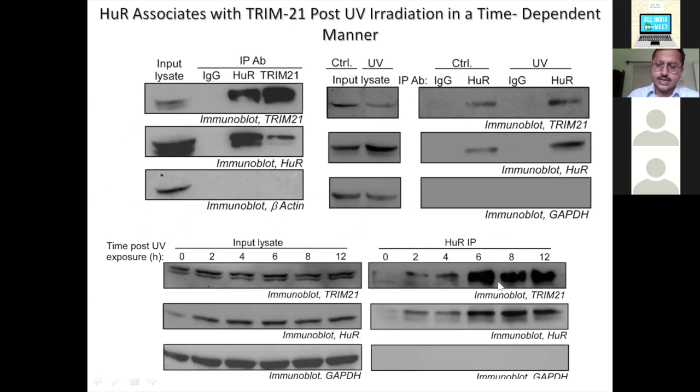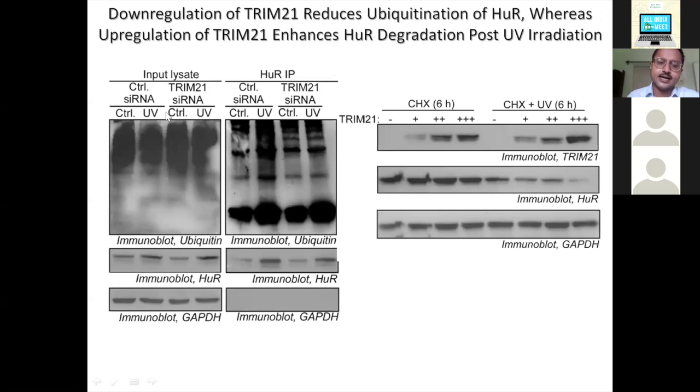You can also show that this association of HUR and TRIM21 increases in a time-dependent manner in response to UV, in the same way that we see the pulse happening. That means as HUR level goes down. We could also show by using siRNA against TRIM21 that if we degrade TRIM21, even under UV condition, HUR does not get ubiquitinated. Although in terms of control siRNA, HUR gets ubiquitinated. So this is the ubiquitination gel. And we can also show that when we use UV and cycloheximide, there is degradation of HUR by TRIM21.